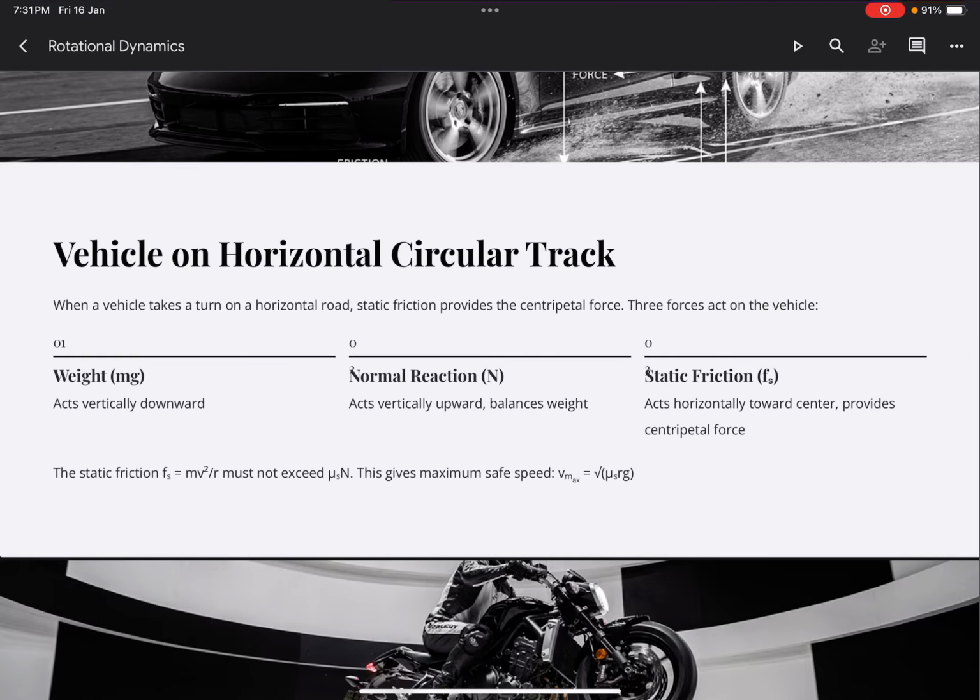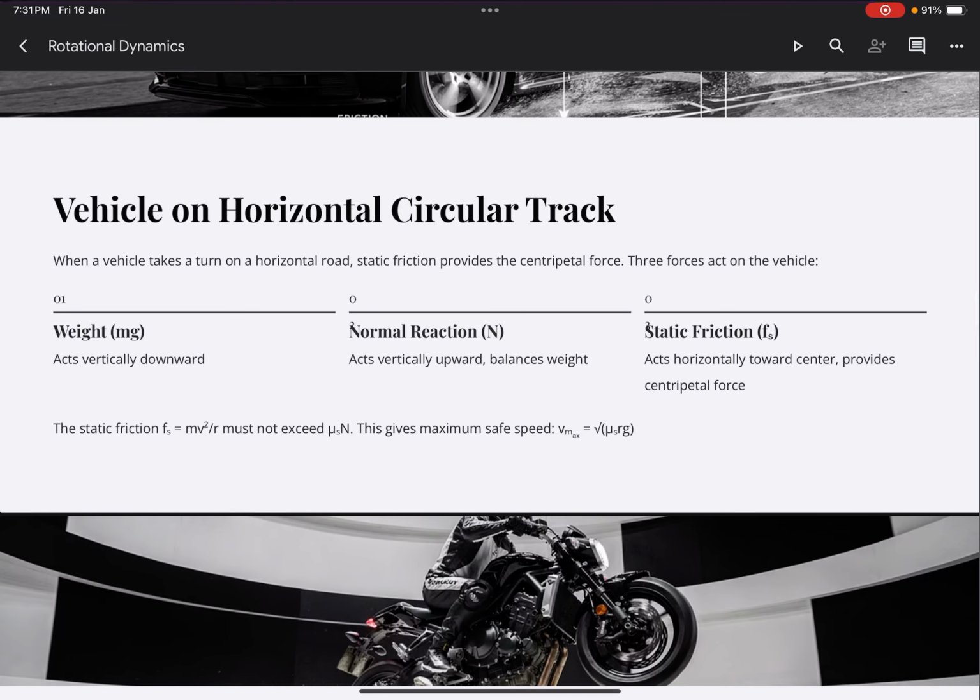An important application of circular motion is the vehicle on a horizontal circular track. So when a vehicle turns on a horizontal road, there is a turn, let us say. The static friction would provide the centripetal force, and there are three forces acting on the vehicle. One is the weight of the vehicle acting vertically downwards, and there is a normal reaction acting vertically upwards. The normal reaction would balance the weight. But then there is a third force acting towards the center, and that provides the necessary centripetal force for turning. That is the static friction.